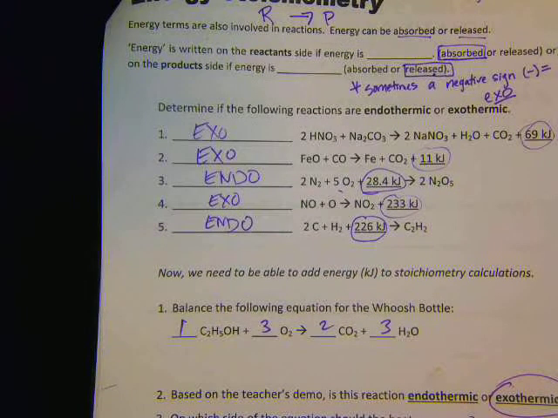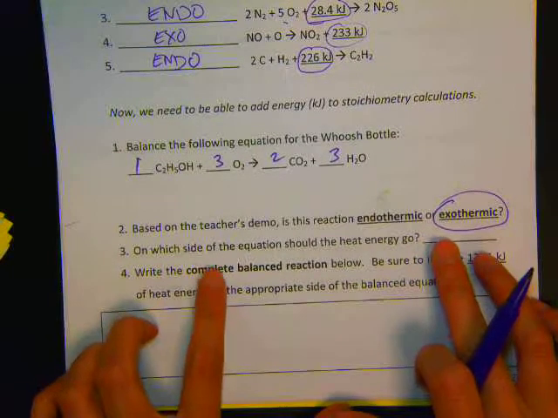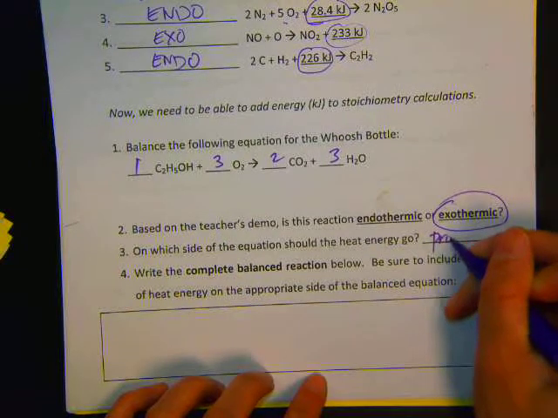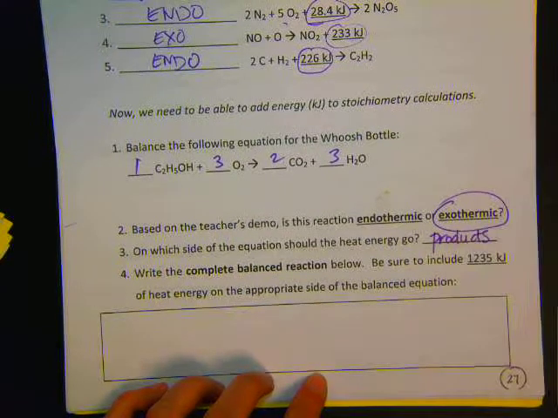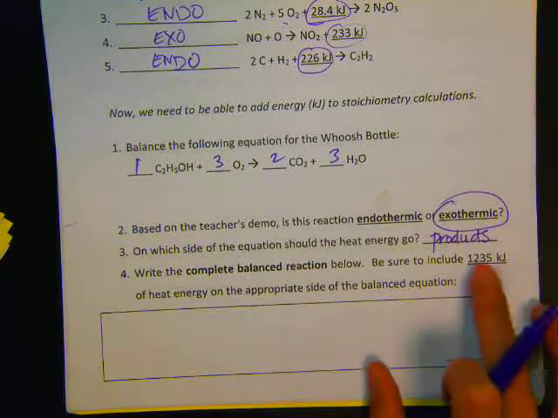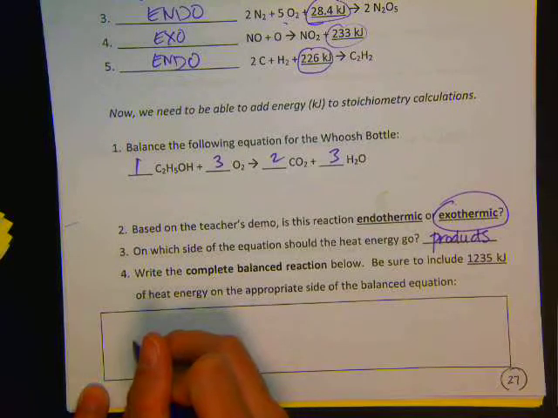On which side of the equation should it go then? If it's exothermic, which side, reactants or products? Product. Yep. So you guys are getting it. Excellent. So now let's write the complete balanced reaction below. We just include the 1, 2, 3, 5. Where should I include it? On the product side. So let's just write it.